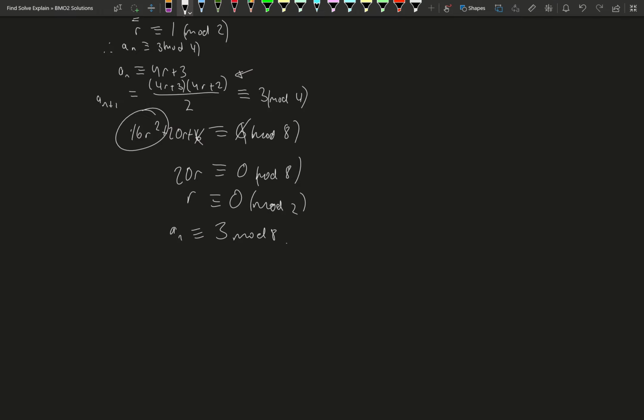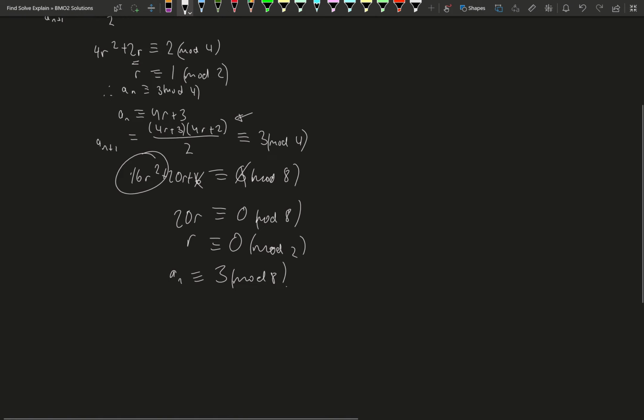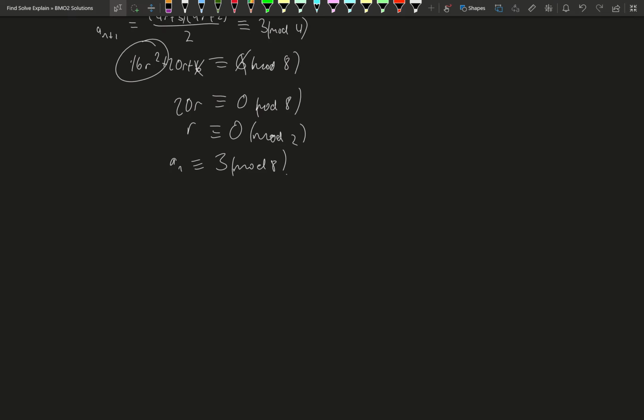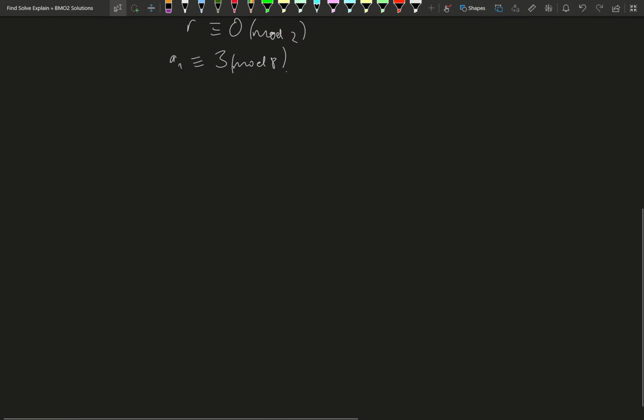So we've just proved that An, if it's odd, must be congruent to 3 mod 4 and 3 mod 8. This suggests that if this pattern were to continue, the only value that An could be is 3. In fact, if we know that An is congruent to 3 mod 2 to the x, where x is any positive integer, we can prove that An is congruent to 3 mod 2 to the x plus 1, which does suggest that the answer is actually 3. So I'm going to show you that proof now.